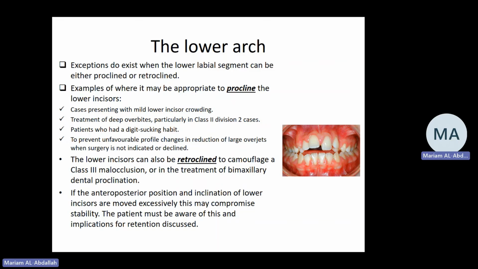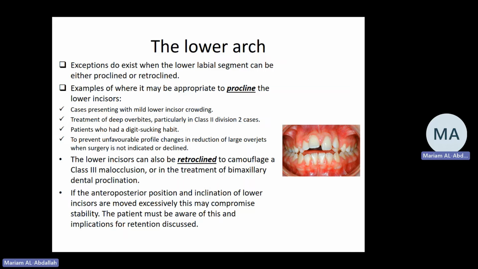We can procline the lower incisors if we have mild lower incisor crowding, and we're going to procline the lower incisors minimally in order to relieve crowding. In cases where we have deep overbites, usually in class 2 division 2 cases, where the lower incisors are trapped behind the upper incisors and behind the palate, right? And this is why we can procline the lower incisors in this case, because the incisors are not positioned in their natural balancing zone. They're being trapped. So we need to reduce the overbite and procline the lower incisors in order to achieve the balancing zone.